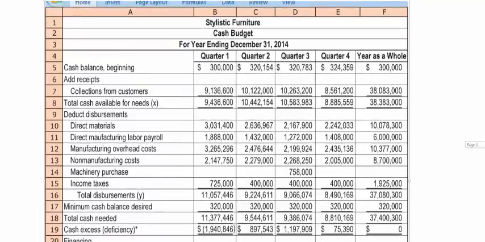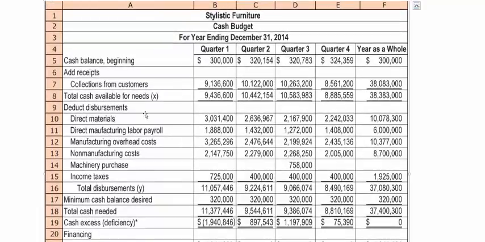So let's continue looking through what all's on our cash budget. Based on our scenario, how do we plan to pay for our direct materials? How do we plan to pay for our labor? How do we plan to pay for our manufacturing overhead cost? How do we plan to pay for all of those other items, those non-manufacturing costs, research and development, and all of those other selling and administrative type costs and expenses?